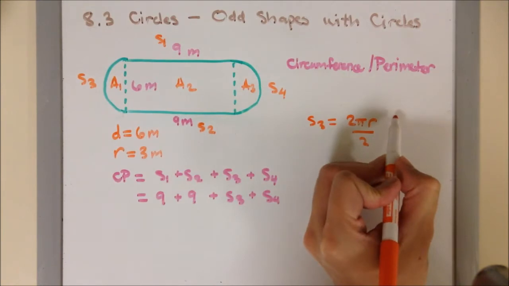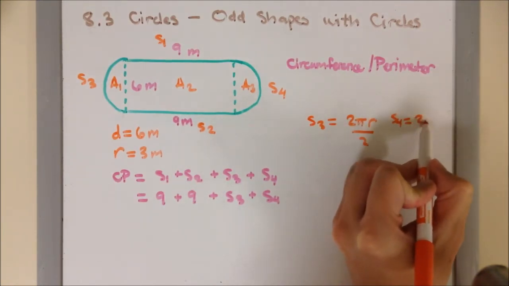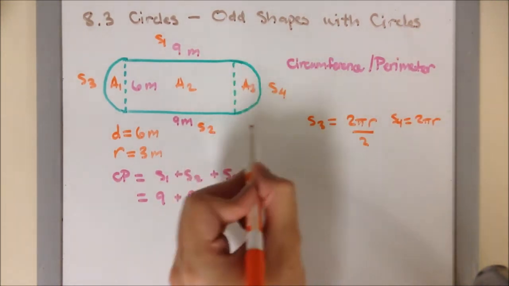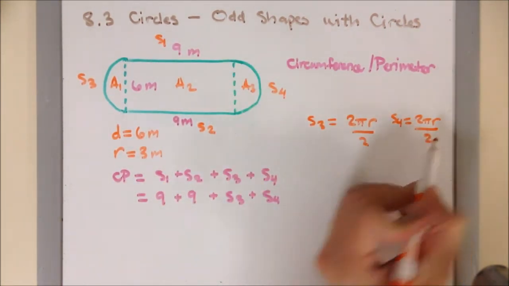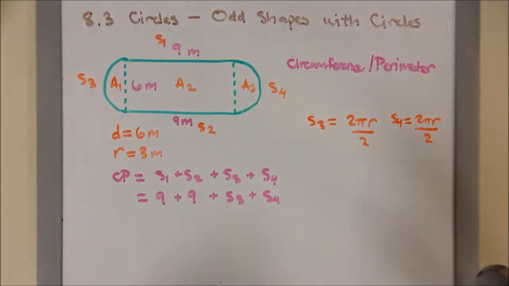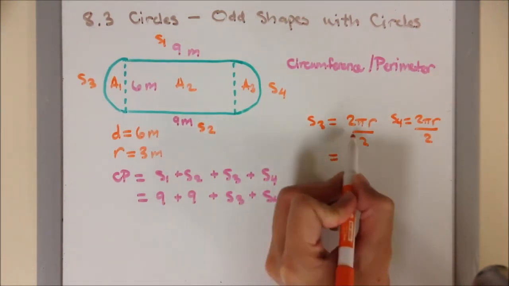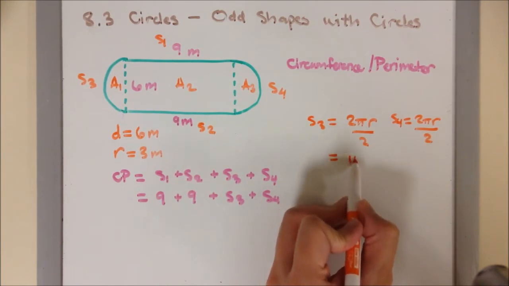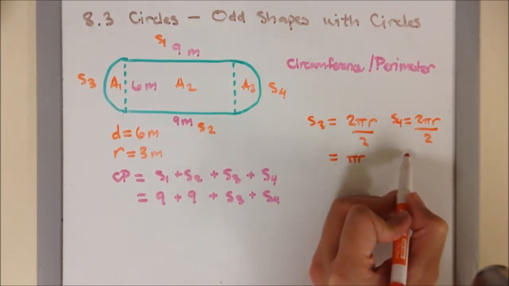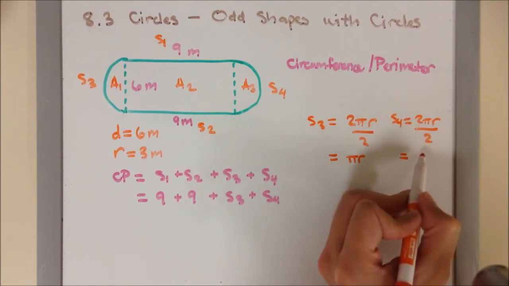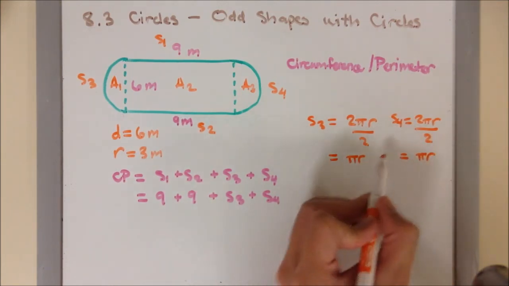And then I'm going to do the same thing for S4. 2 pi r. Since the right one is half a circle, I'm going to divide by 2. So if it's a half, divide by 2. If it's a fourth, a quarter of it, divide by 4. So you just gotta think about it logically by looking at the picture and thinking about it in terms of halves, a fourth. So my S3 is equal to 2 pi r divided by 2, simply pi r. S4, 2 pi r divided by 2 is just pi r.